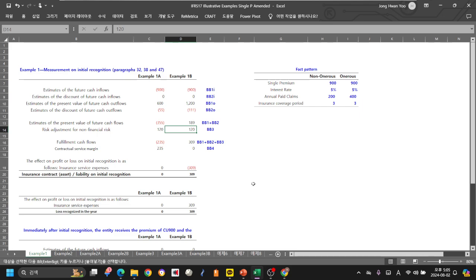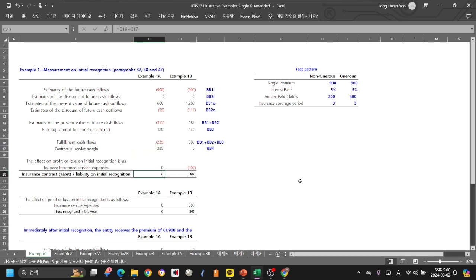For the non-onerous group of contracts, if I add those up, I have the fulfillment cash flow. There is a negative value. So I would say this is the onerous test, so this could be a non-onerous group of contracts. And that number, we change the sign and put the same amount into the initial contractual service margin, which is the same value. So if you just add those up, it becomes 0.